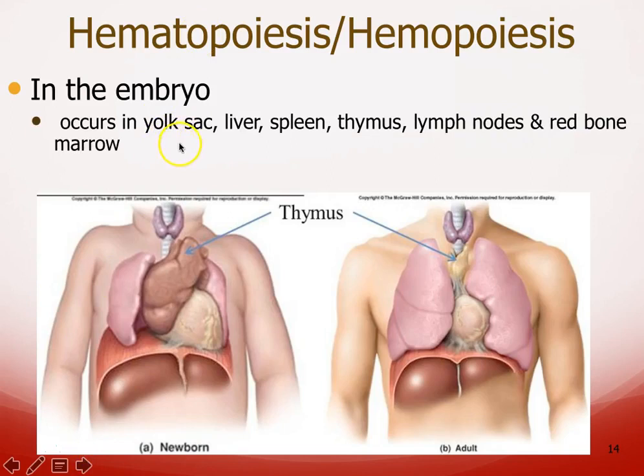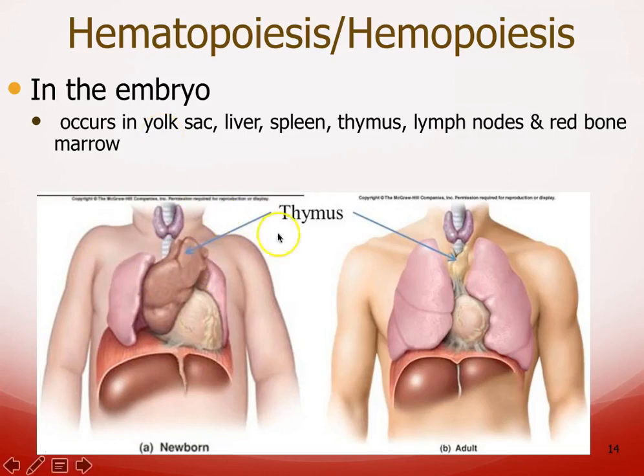All right, new blood cells are going to form in the yolk sac. We'll talk way at the end of the semester, during development, about the yolk sac. But when you're an embryo, you have a yolk sac, kind of like a chicken egg, kind of wild, but you do. So anyway, blood cells are forming in that yolk sac, then from the liver, the spleen, the thymus, lymph nodes, as well as red bone marrow.